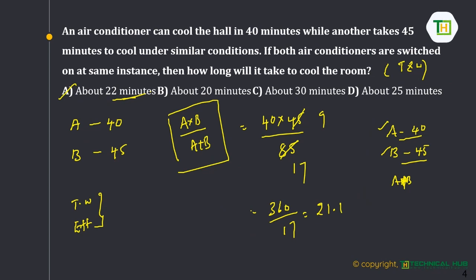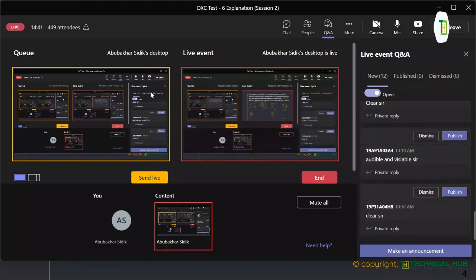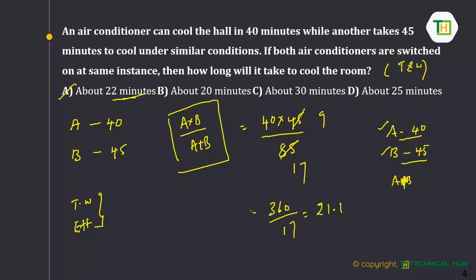Remember, A's time is given and B's time is also given. If both work together, how many minutes or how many days or how many hours are required means product by sum. Let's move to the next question.